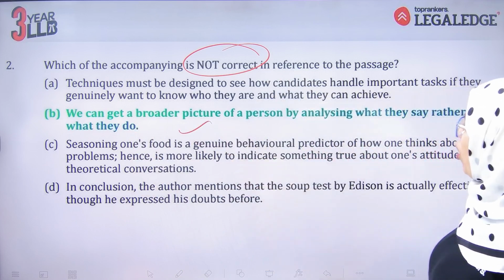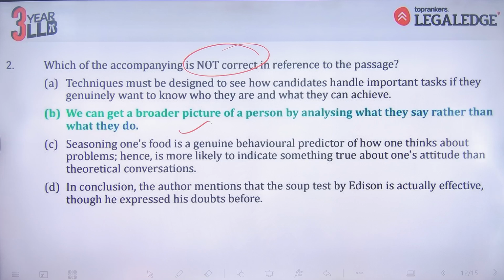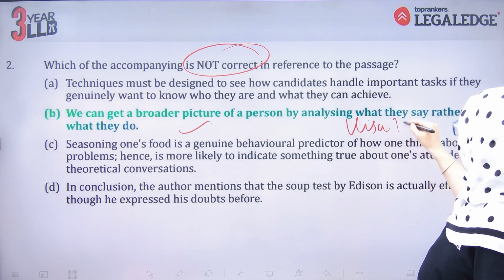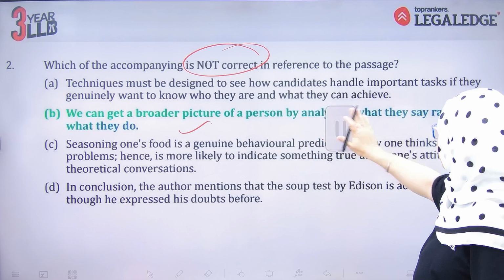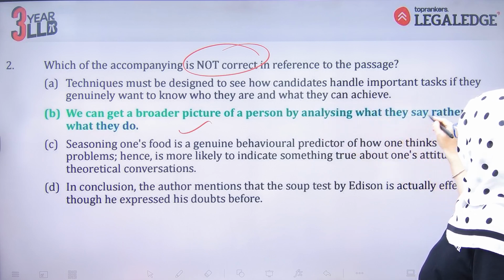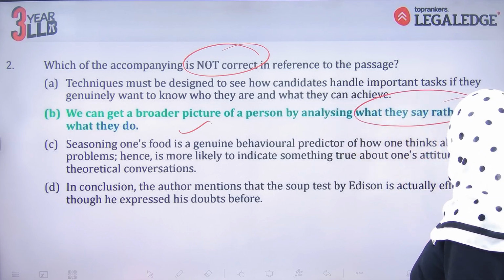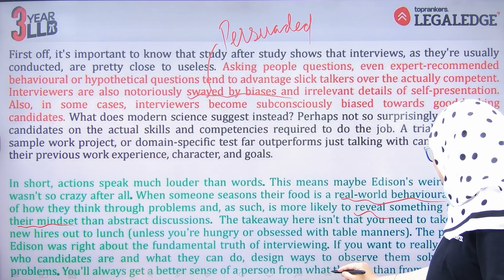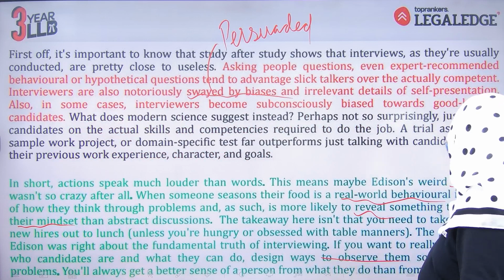We can get a broader picture of a person by analyzing what they say rather than what they do. It is just vice versa. All right, ये एकदम आपका उल्टा दिया हुआ है स्टूडेंट्स. All right, this is just opposite to what is stated in the passage. आप यहाँ देख सकते हैं. यहाँ लास्ट लाइन में देखिए स्टूडेंट, लास्ट लाइन में मैं हाईलाइट कर रही हूँ.